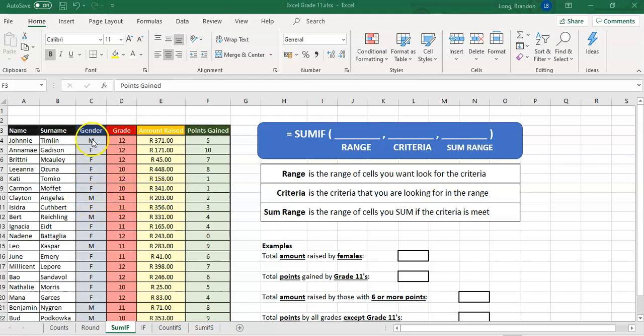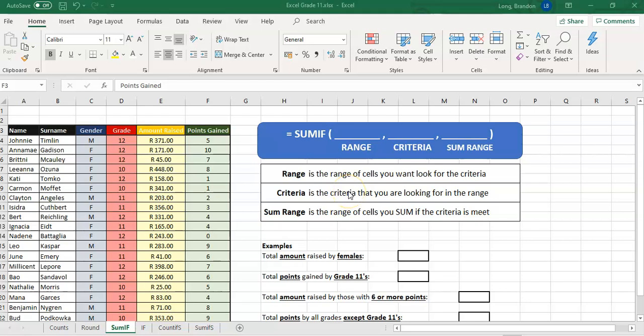So this is your range that you are looking in. Your criteria is you're looking for the M for male, and if you find an M in this range, if you meet that criteria, you will then shift to the sum range and sum whatever's in this particular block, the equivalent one. So if we find a match there, we move across to there to sum that one. So that's basically what it is. So the range of cells you want to look for the criteria, then it's the criteria that you're looking for in that range, and then it's the range of cells that you must sum if that criteria is met.